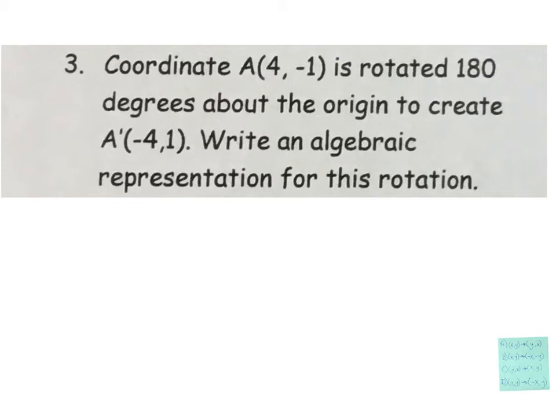Number 3 is another rotation, because look, it says rotated 180 degrees about the origin. So that means we've got a rotation of 180 degrees. Okay. So actually, sorry, A, which is 4 comma negative 1, is rotated to create A prime, which is negative 4 comma 1. Okay, so the algebraic representation is what we're looking for.